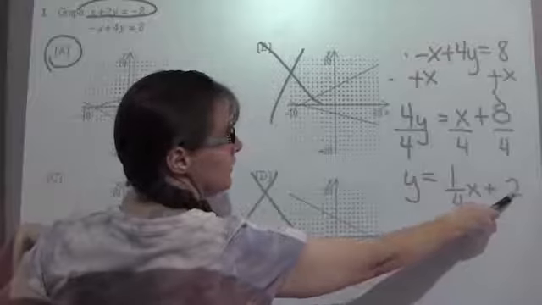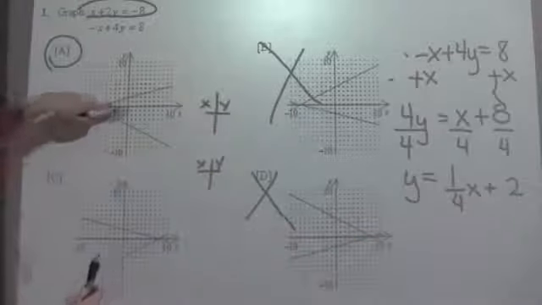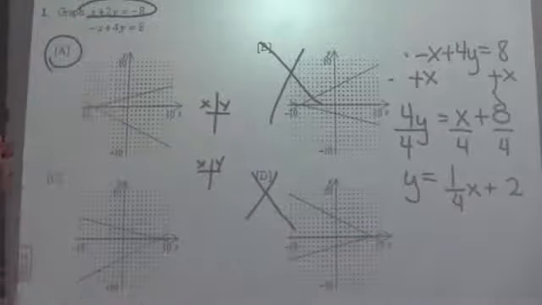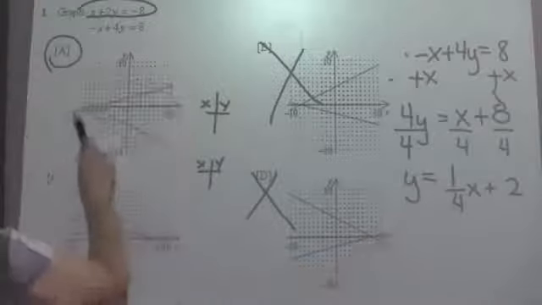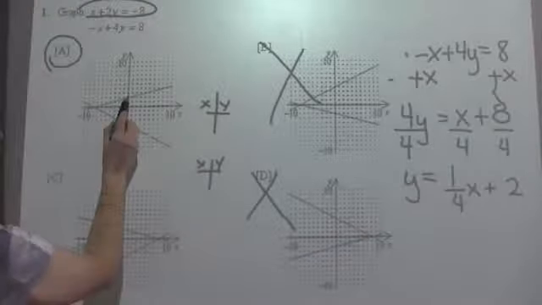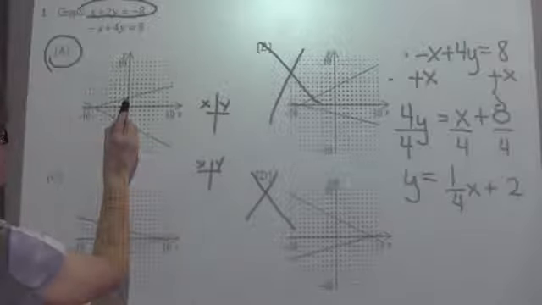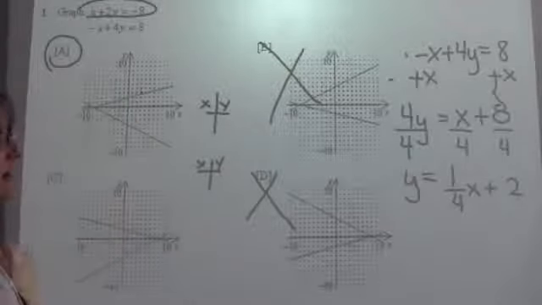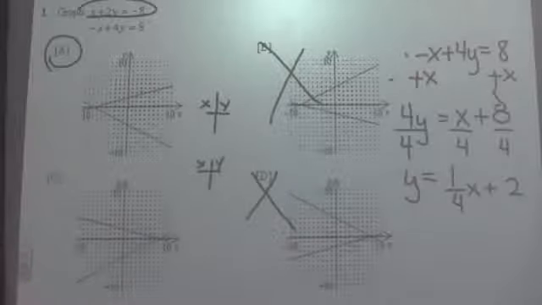So if we're correct, this line should be hitting 2 on the y-axis. It does. It's a positive slope. That means I should be able to go from this point here, go up 1 and right 4. I was able to go up 1, right 4. So A is in fact the correct answer.